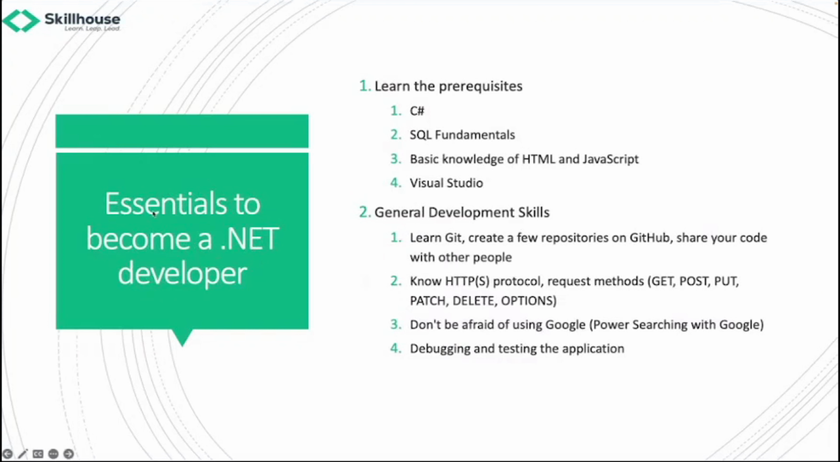The essentials to become a .NET developer would be to learn the prerequisites. Generally, most .NET application development that happens today is on top of the C# language. The other ones, Visual Basic and F#, are not that common nowadays. C# itself is very strong. Right now, the version in place for C# is C# 10. So learning C# will be a prerequisite.